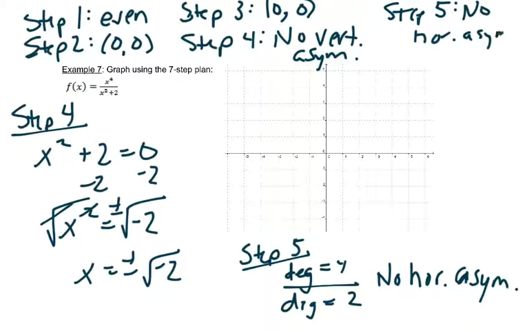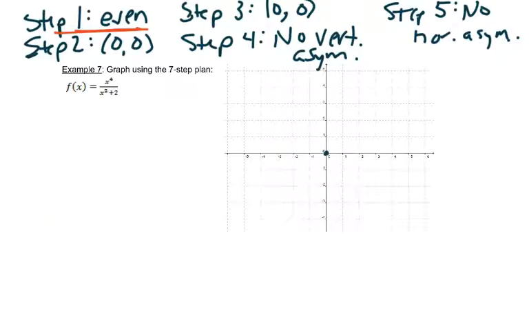So we haven't really found a lot so far in our first 5 steps. So we're going to have to use some points. The only point we have is this 0, 0 spot. And the other thing that we know that's going to be helpful is the fact that this is even. So anything we get on the right, we can mirror on the left. Let me make some room so we can find some points.